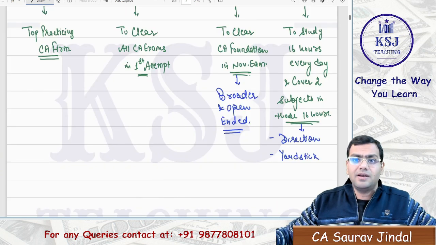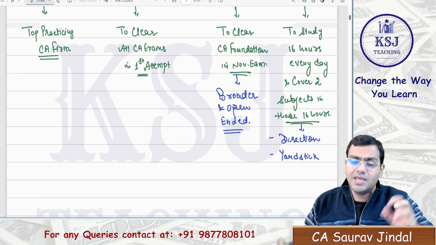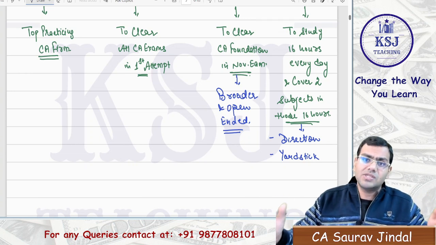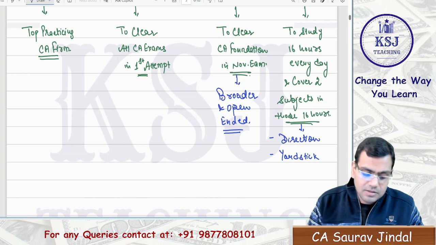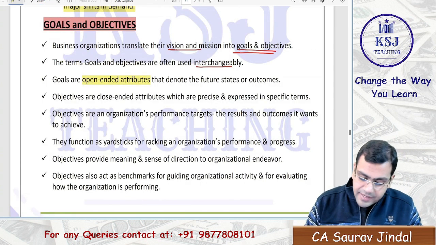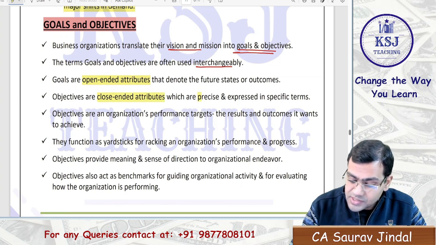It is open-ended. Open-ended means there are no particular specifications in it. We are keeping it open till November. Let's see how the preparations are going to be. Let's see how we are going to proceed till November. We can make changes in this. Clear? Next, objectives are the close-ended attributes which are precise and expressed in specific terms.